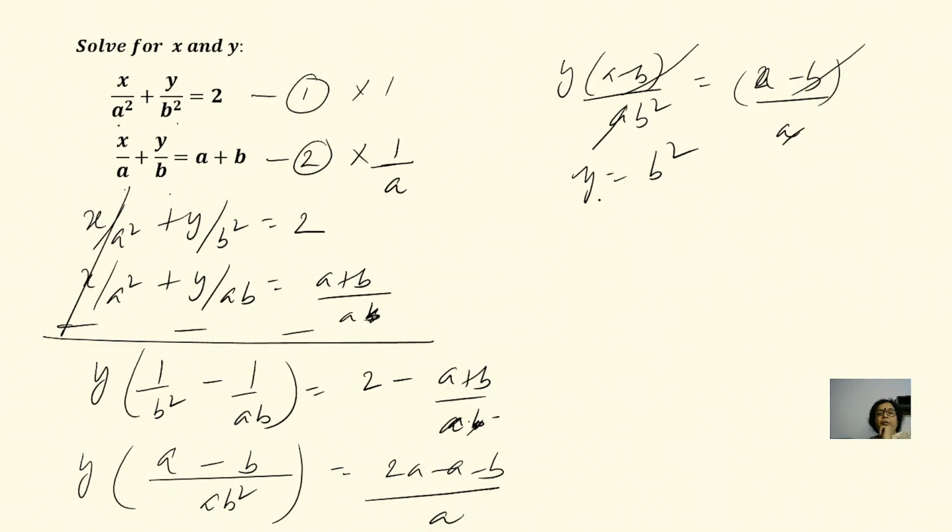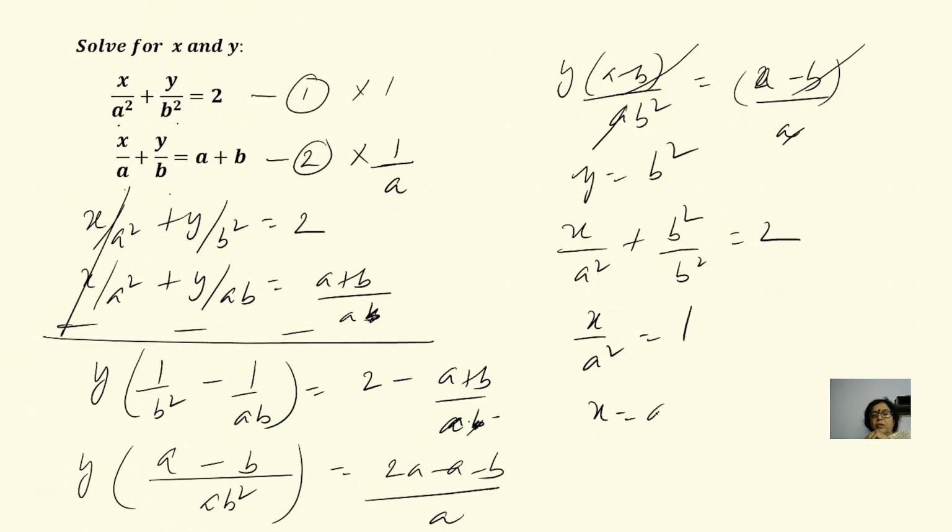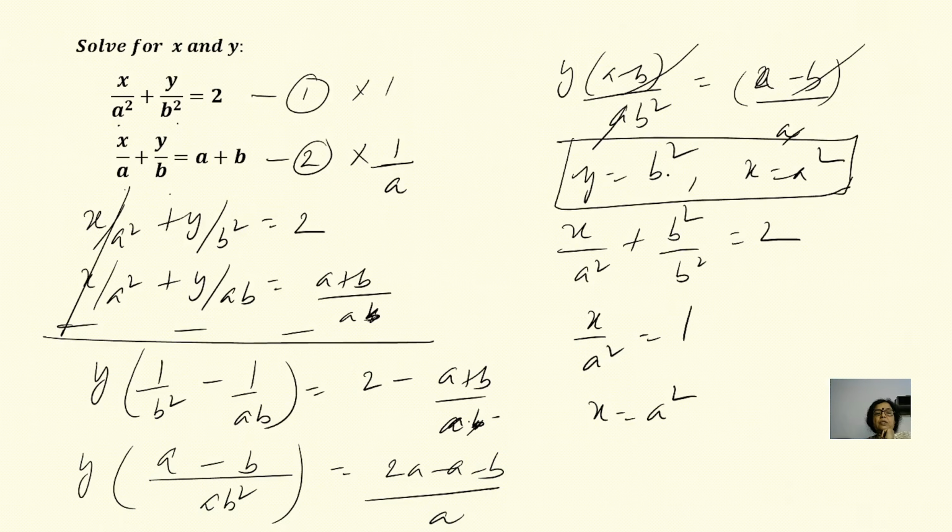Now take the value of y as b squared and put it in the first equation. So we get x by a square plus b square by b square is equal to 2. That means x by a square is equal to 1, which means x is equal to a square. So the solution set is x is equal to a square and y is equal to b square. This is the solution set for this particular system of equations. You can check your answer. If you put here a square by a square, that is 1, b square by b square, that is 1, 1 plus 1 is 2.